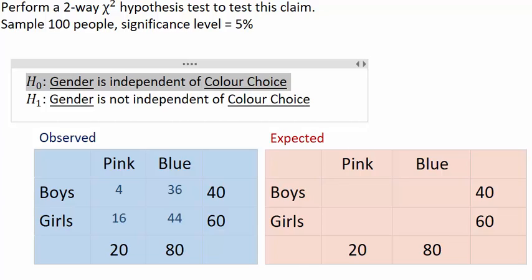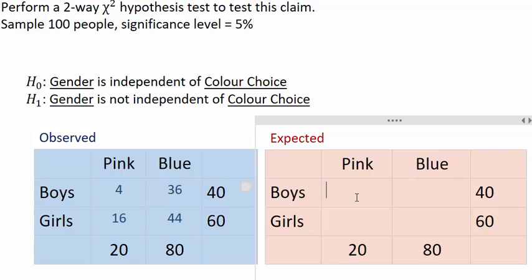So imagine the null hypothesis is true, that gender has got nothing to do with your choice of pink or blue. What number would you expect to go in this box? How many boys would you expect to choose pink? Think about it. How would you work out that number? Now, what you can't do is say, well, there's 40 boys, we'll put 20 pink, 20 blue. It's even. We can't do that because we know blue's more popular overall anyway. How can we reflect the fact there are fewer boys than girls and blue is more popular than pink to pick a number out here?